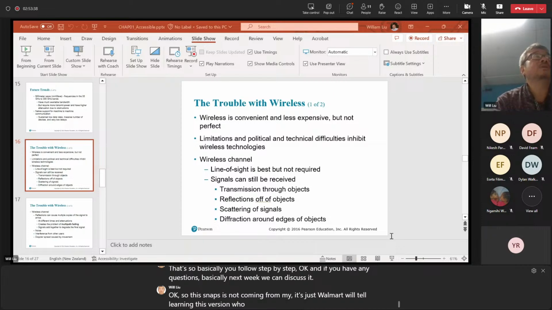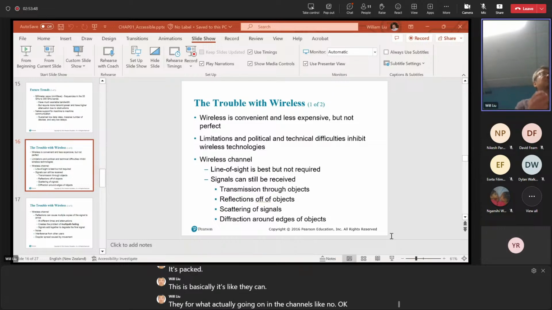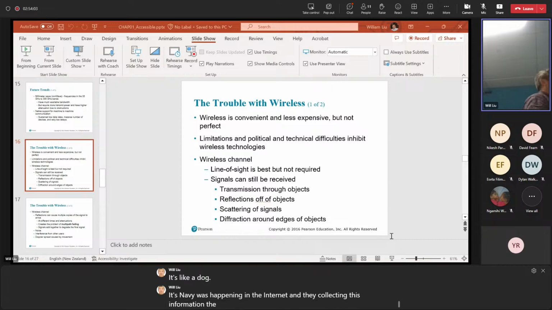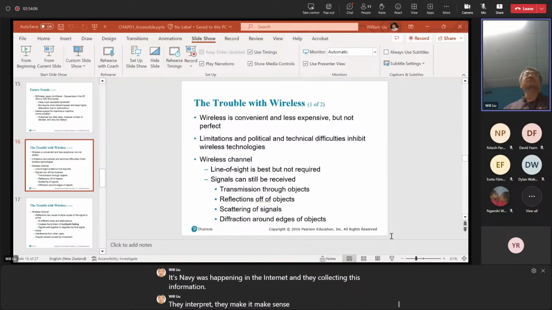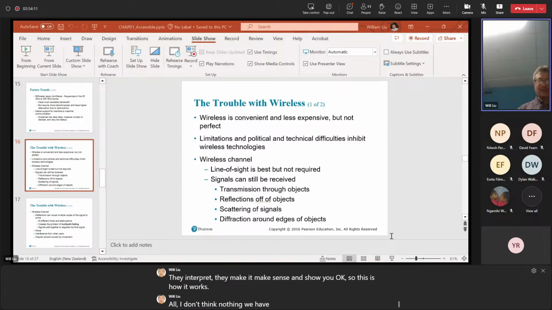The tool is actually a packet sniffer. Basically, it sniffs what is going on in the channels, like a dog. As humans we cannot see the messages or understand them. But when you have Wireshark installed, it's like a dog sniffing what's happening on the internet. It collects this information, interprets it, makes sense of it, and shows it to you. Okay, so this is how it works. I don't think we have enough time to go through it because we only have about 20 minutes.